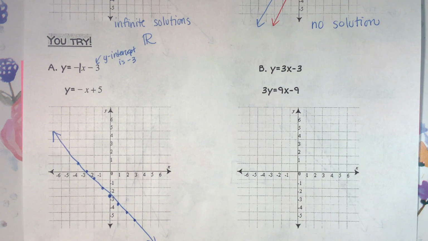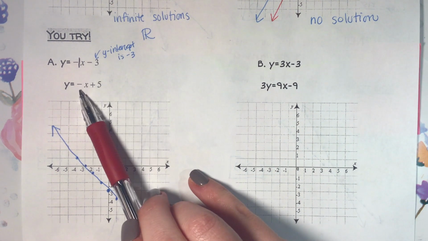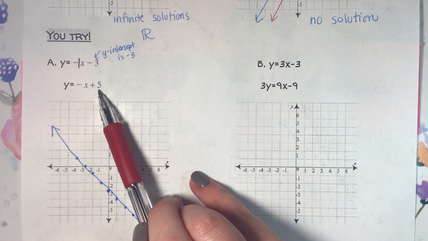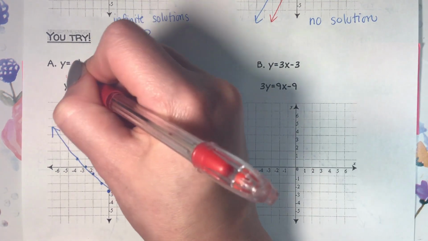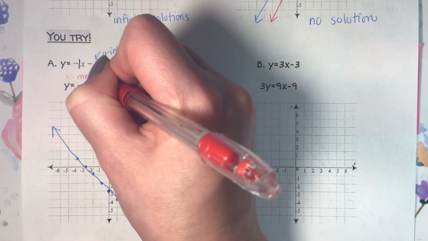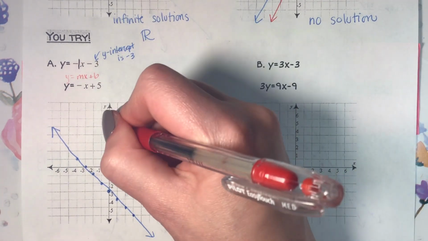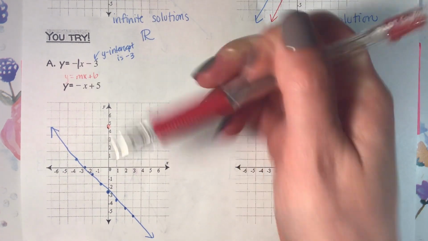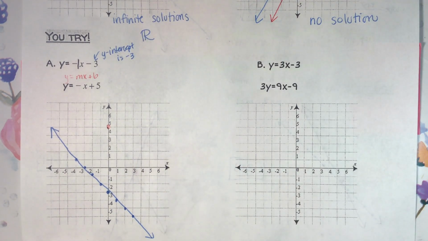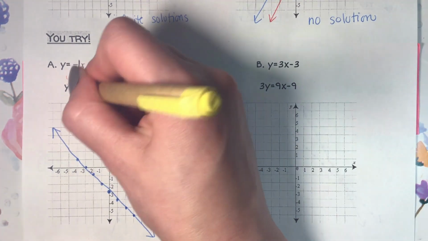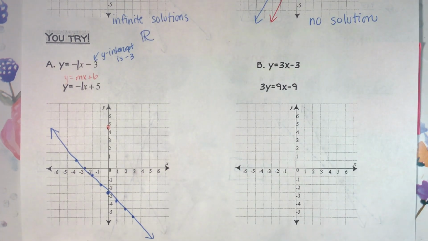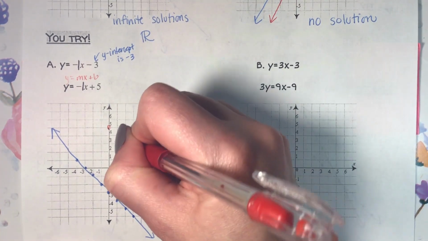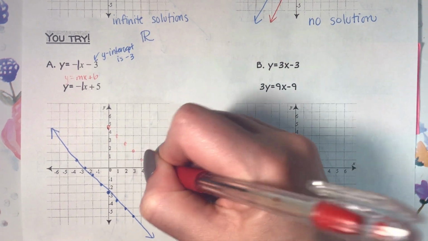Now we're going to graph the second line. This one is -x plus 5. This time the y-intercept is +5. The b is 5. Because remember, these are in the form y equals mx plus b. So I'm going to go up to the 5 and put a dot on it. This one also has a slope of -1 because there is an invisible 1 right here. So I'm going to go down 1 over 1, down 1 over 1 to graph my lines.